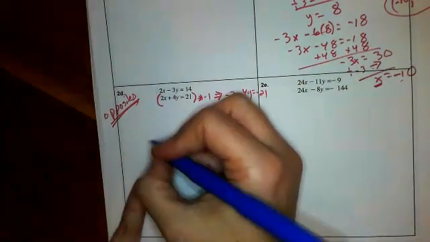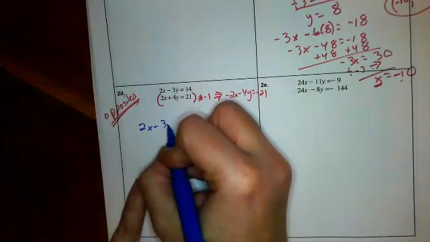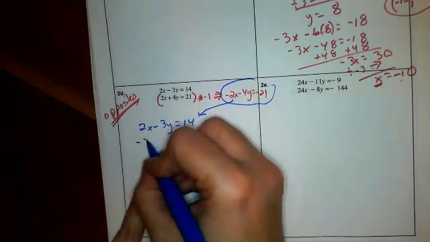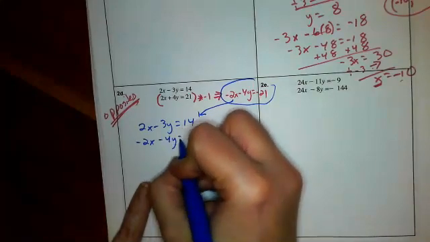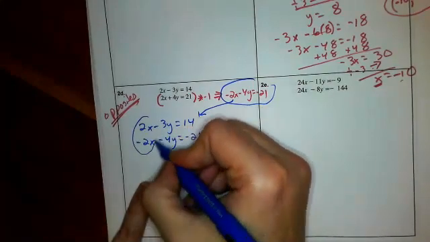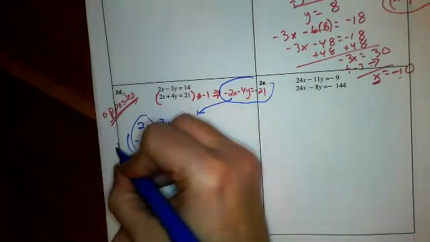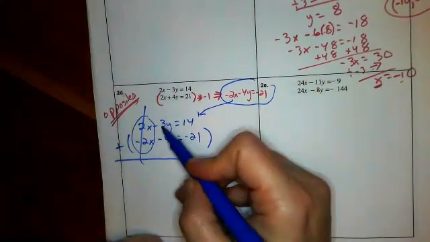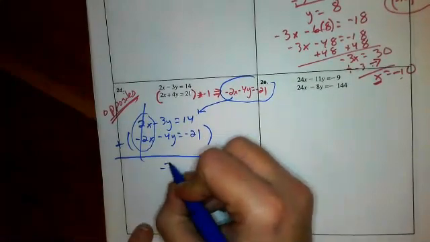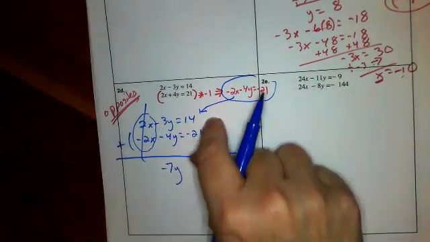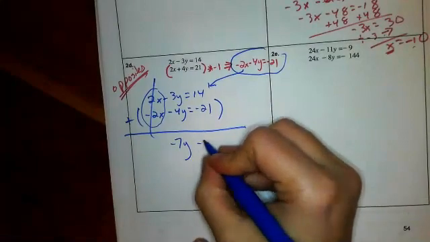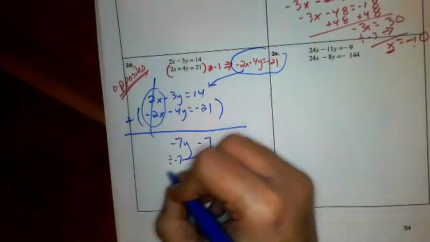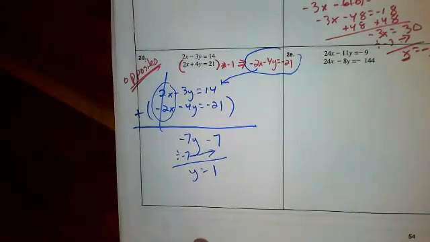Okay, so let's rewrite these. We've got 2x minus 3y equals 14. I'm going to bring this one down: -2x minus 4y equals -21. Oh, look at what happens. Okay, those cancel. We're good to go. -3 plus -4, we've got a -7y. 14 minus 21 is -7. Divide by -7, and I've got y equals 1.